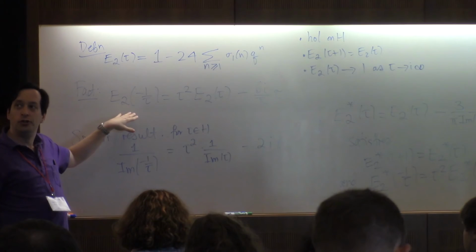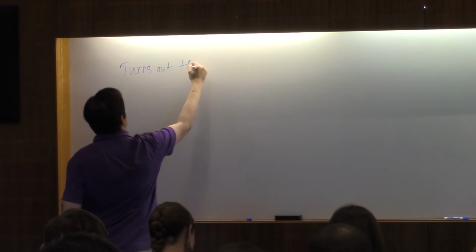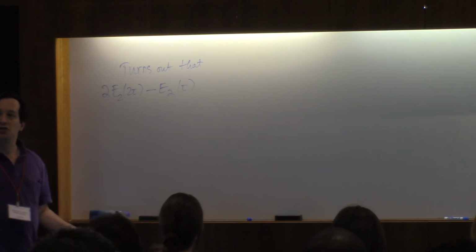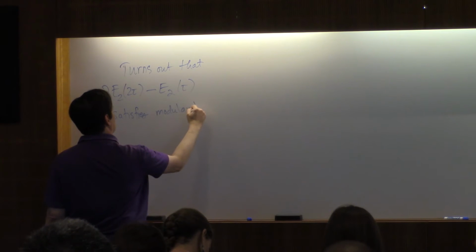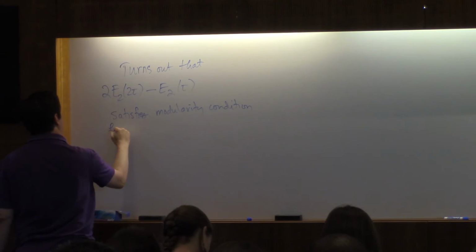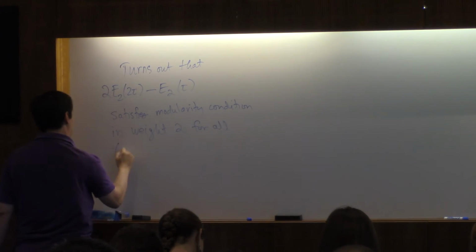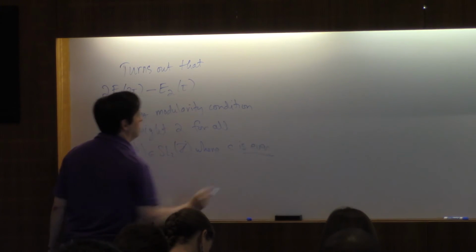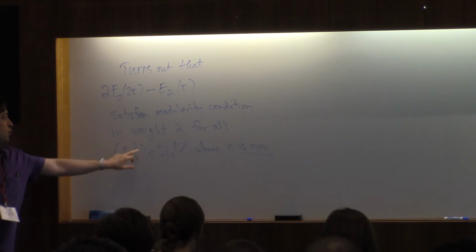Right? Because you know it works nicely for this, and you can then put that back in and get it. And so it turns out, using that, that the difference, 2 E2 of 2 tau minus E2 of tau, is an honestly holomorphic function. Right? This satisfies the modularity condition in weight 2 for all matrices in SL2Z where C is even. It does not satisfy the modularity condition in weight 2 if C is odd, for example, the matrix (0, -1, 1, 0).